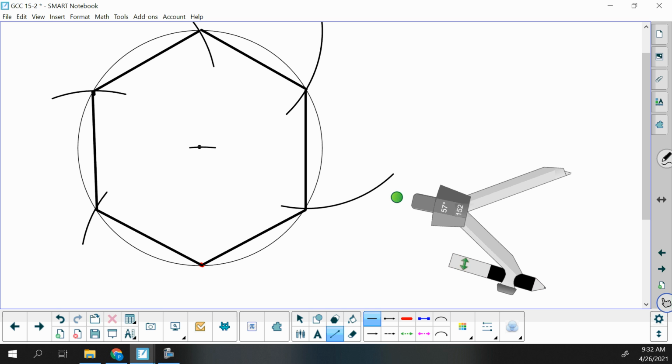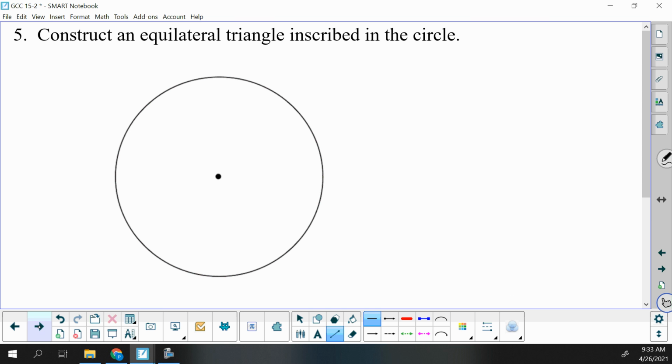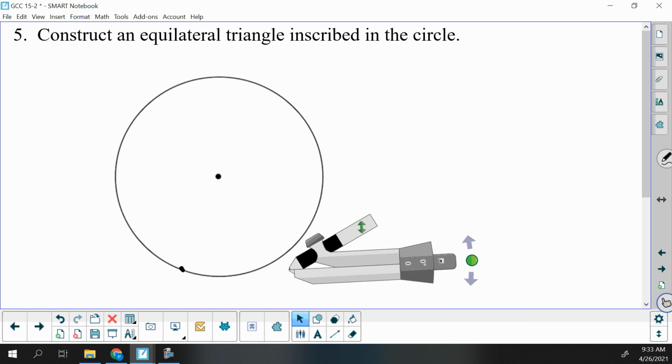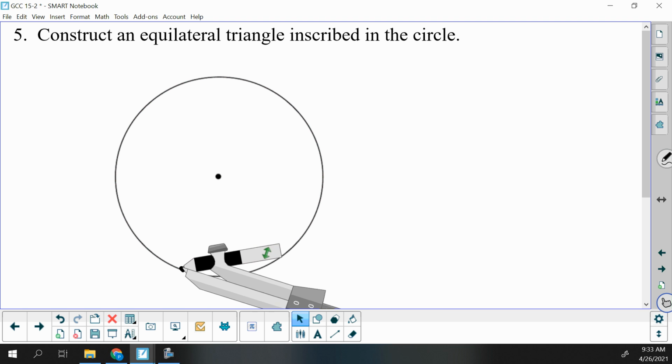So one more page for today over on page 9. So we're going to do an equilateral triangle inscribed in this circle. It is very similar to what we just did with the hexagon. So we're going to pick a point to start with. I'm just going to pick that one there. And we're going to start out doing the exact same thing. Really, the end is all that will be different for an equilateral triangle as opposed to a hexagon.